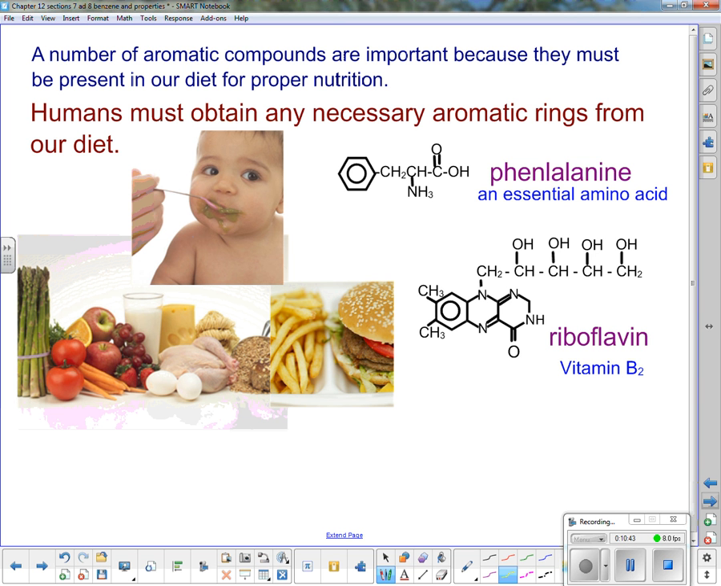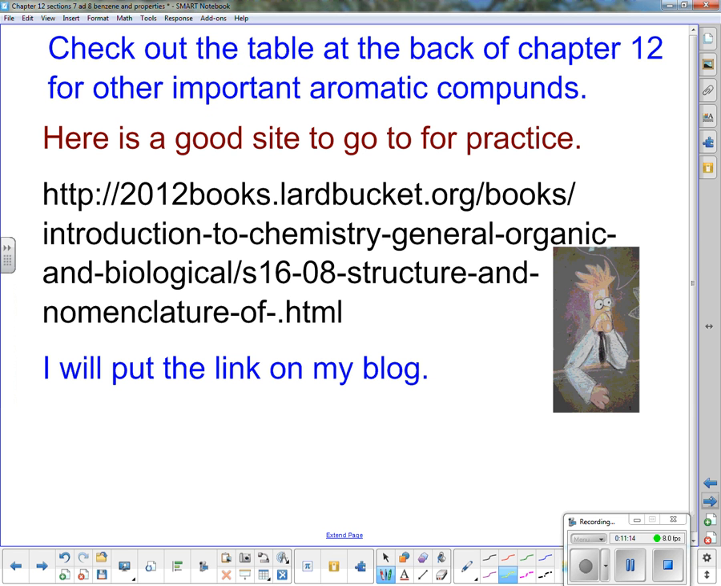There is a number of them that we have to take into our bodies because our bodies cannot make them. Phenylalanine is an essential amino acid, and our body can't make it. We have to take it in. So is riboflavin. It has a benzene ring in it. It's vitamin B2, and we have to take it into our body. It has to be eaten and brought into our body so our body can use it. We cannot make it. So we have to also know that, with every bad thing, there are good things too.